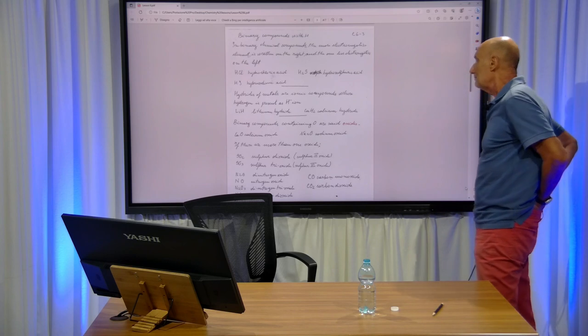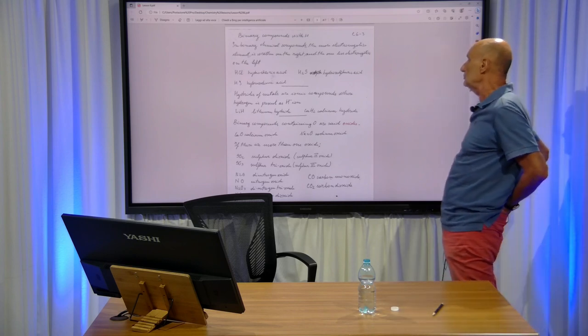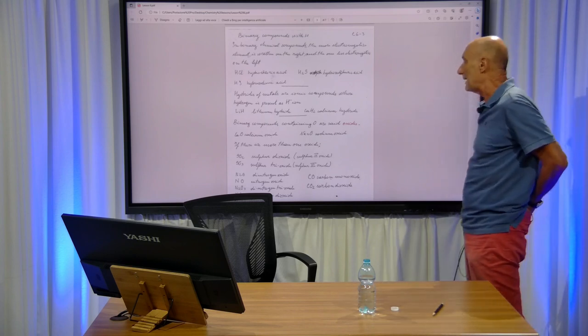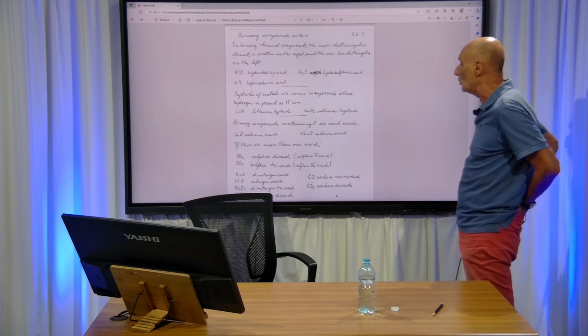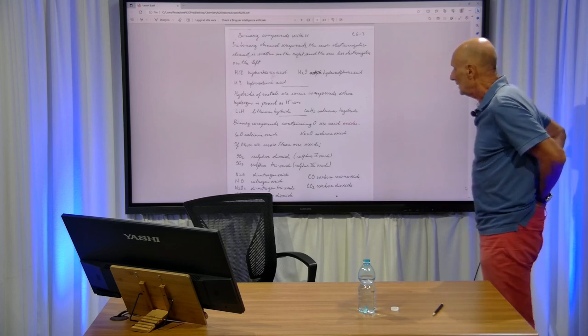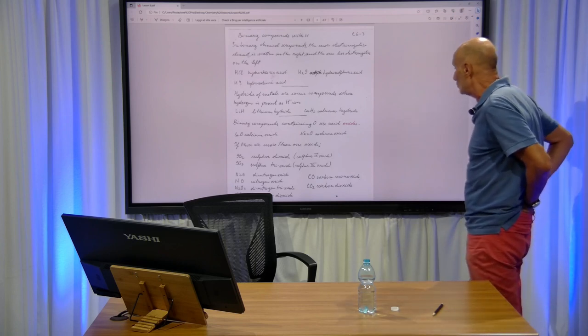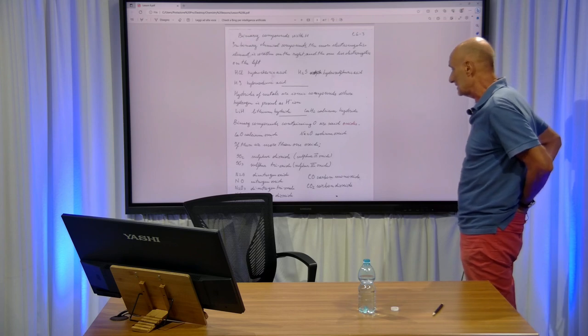Then we have the binary compounds which contain oxygen. These compounds are oxides. As an example, CaO, calcium oxide, Na2O, sodium oxide, and so on.